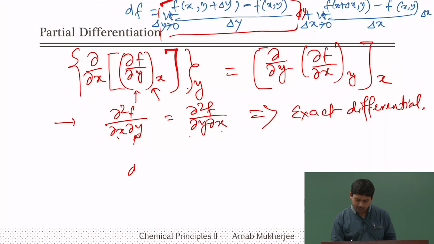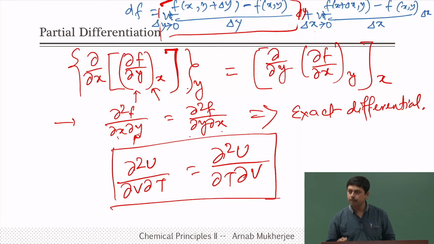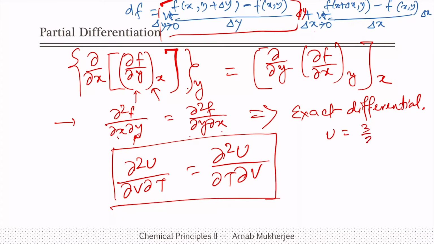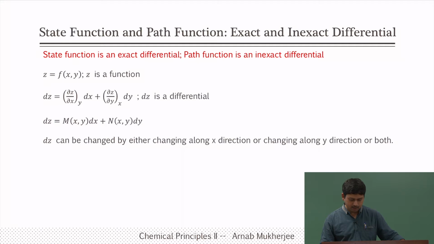Since we know u to be an exact differential, for u at least, we can write that del2u by del v del t is equal to del2u by del t del v. Okay. U for an ideal gas, you know, is 3 by 2 pV, right. So, del u by del T is basically going to be 0, and therefore del2u by del v del T is also 0. So, it is not that interesting a quantity here. Okay. So, we are going to show some interesting quantity, but let me see before that whatever is there. Yeah. So, this is what we discussed here.